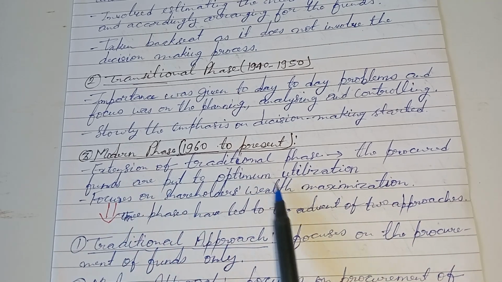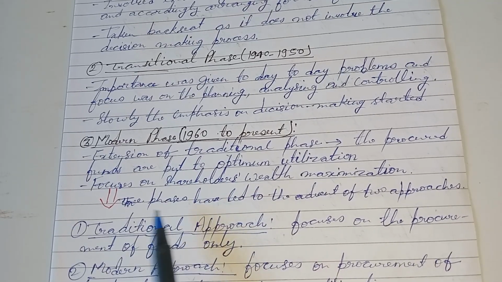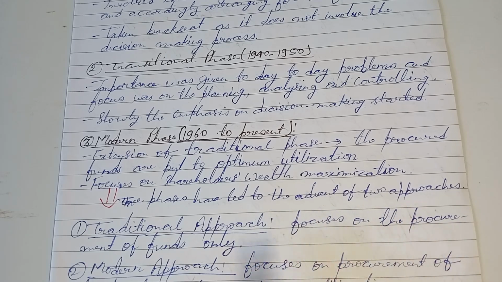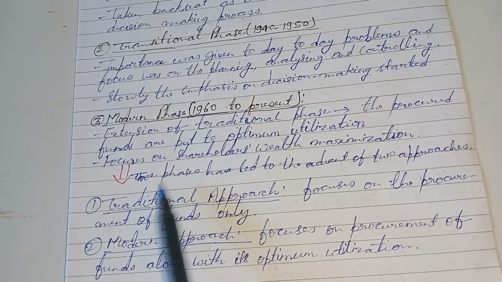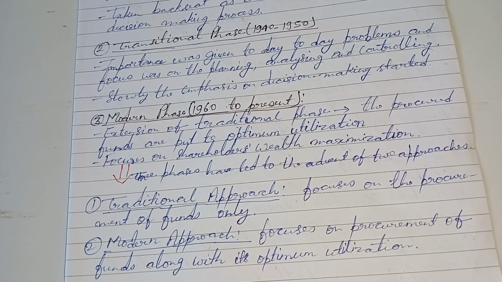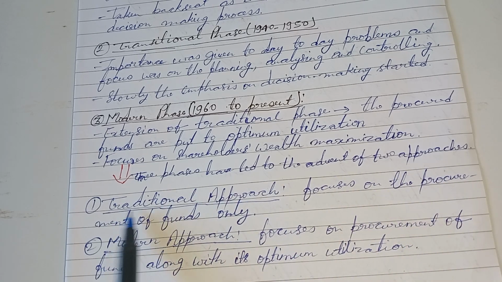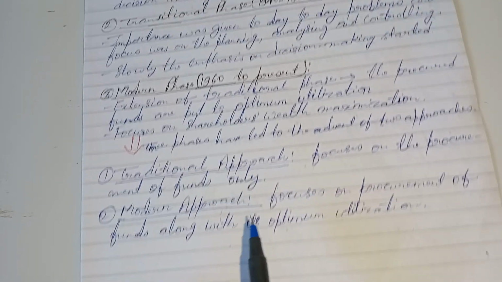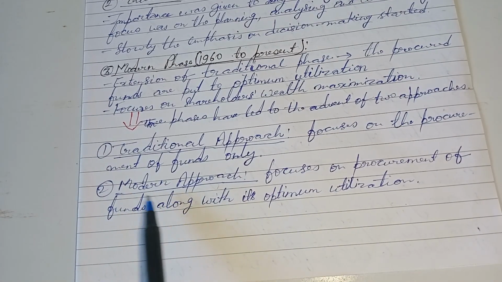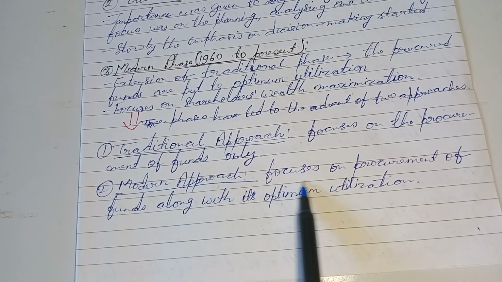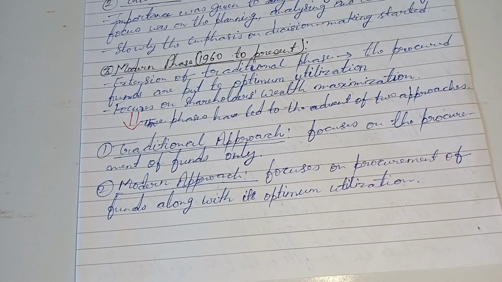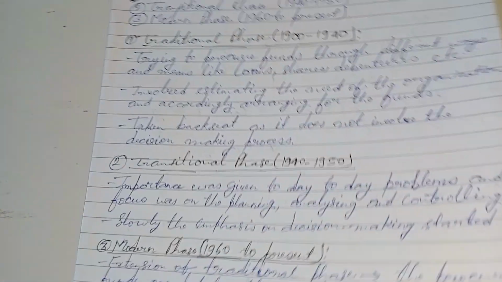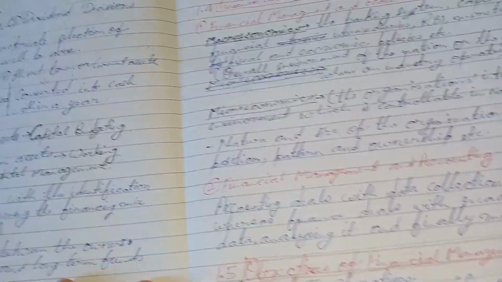Okay, so now next, these three phases have led to the advent of two approaches. So these two approaches are the traditional approach, which focuses on the procurement of funds only, and the modern approach, which focuses on the procurement of funds along with the optimum utilization of the funds. Clear? So that was the evolution of financial management.